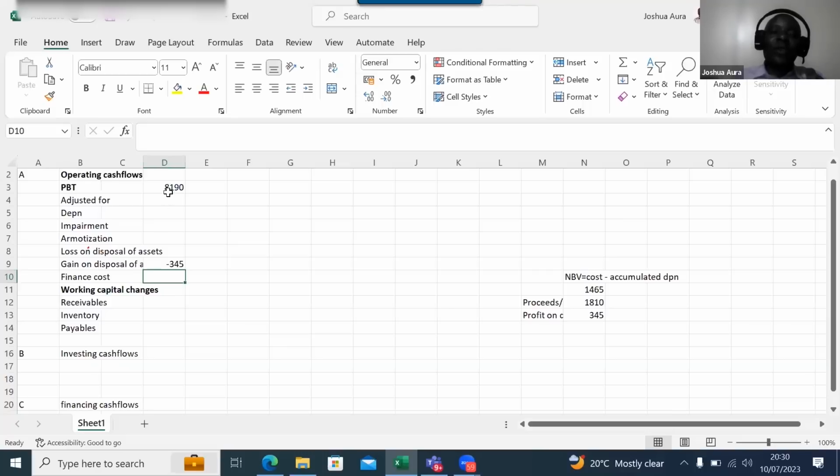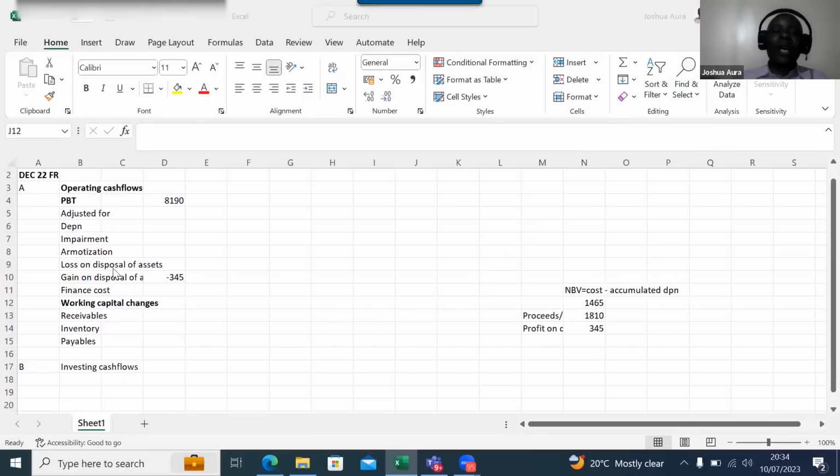This gain is already in this profit before tax. When they were computing a profit before tax, all gains were added. And what am I doing at the moment? I'm trying to make good. I'm trying to adjust. So to take this to the normal position, I need to come and subtract. Whenever I have a gain on disposal, then I don't have any loss on disposal.